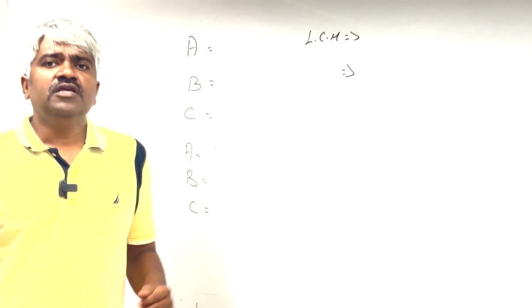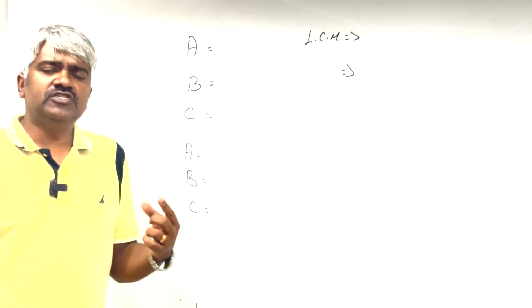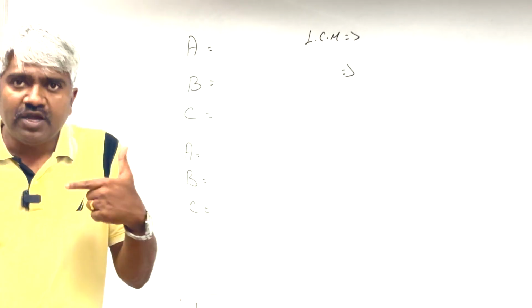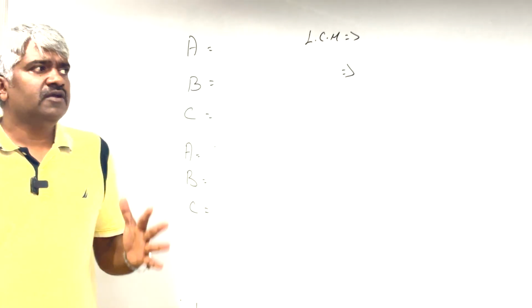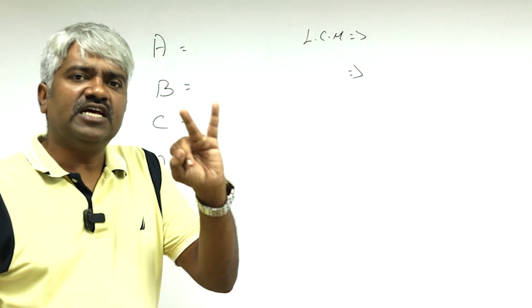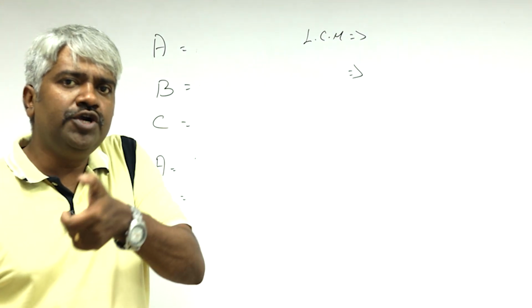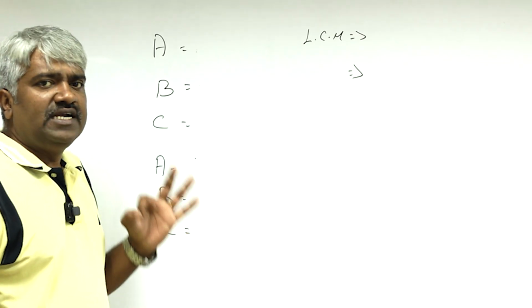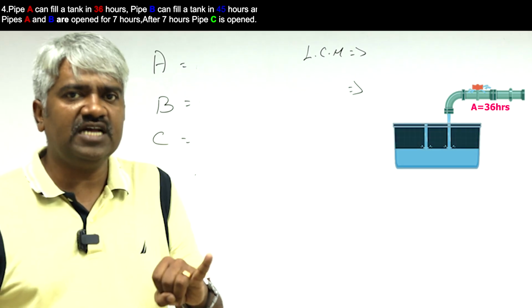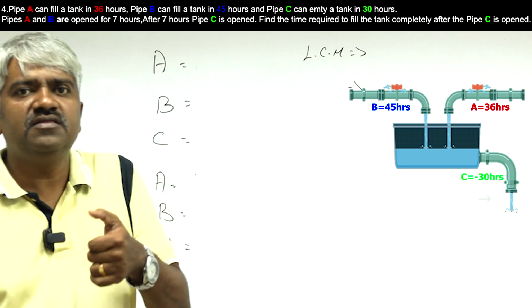Next, the fourth question. The fourth question is similar to the third question. In the third question, we saw the time required to empty the tank. In this question, we are going to look at the time required to fill the tank. There are 3 pipes A, B and C, where pipe A and pipe B are going to fill the tank, whereas due to leakage, pipe C is going to empty the tank. The time required for pipe A to fill the tank separately is 36 hours, pipe B is 45 hours, whereas pipe C will empty the tank in 30 hours.